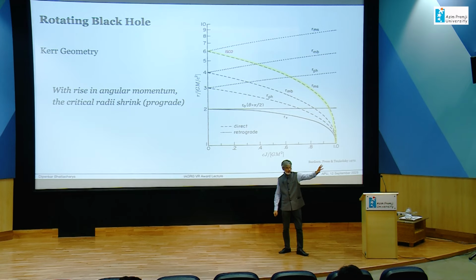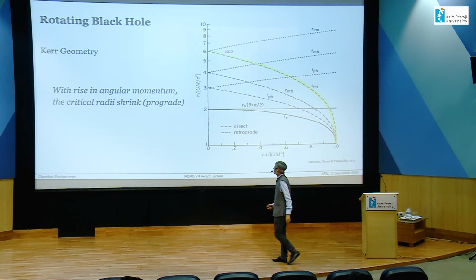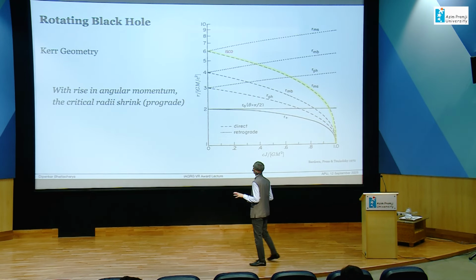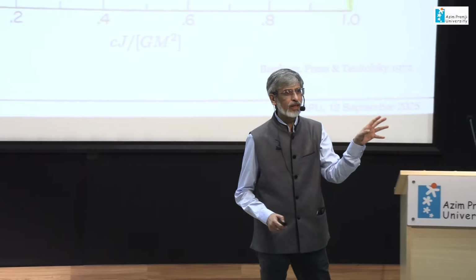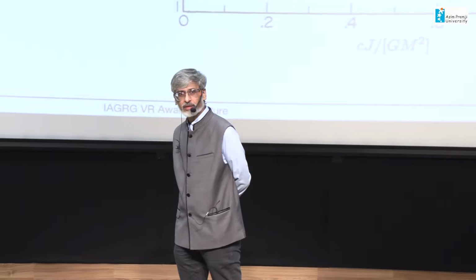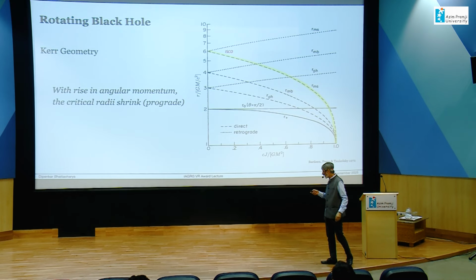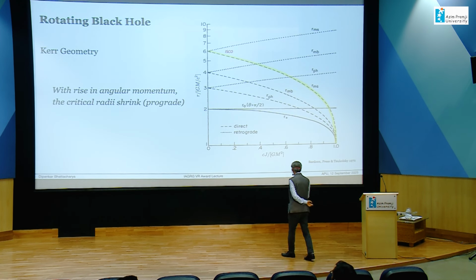So that's the Schwarzschild picture. Now we make the black hole rotate. The primary result of that is that all these critical orbits, the critical surfaces that we're talking about, shrink if the rotation is prograde, and expand if the rotation is retrograde. So let's talk about prograde. At zero black hole angular momentum, you start with, let us say, the innermost stable circular orbit, which is 6 GM by c squared, which is 3 times the horizon radius. So this is the horizon radius.